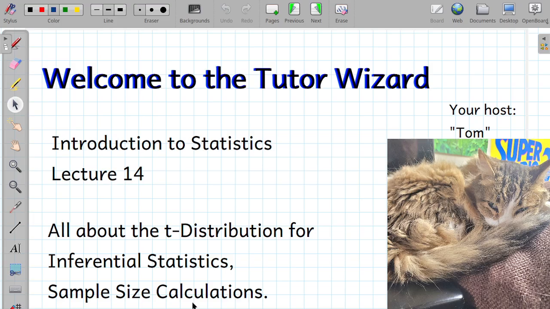It's going to be a long one today. Going to be a very long one. We're going to beat up the t-distribution for inferential statistics, so that means not just confidence intervals, but also hypothesis testing, and that's for 1 and 2 samples, and then we're going to conclude with the sample size calculations.